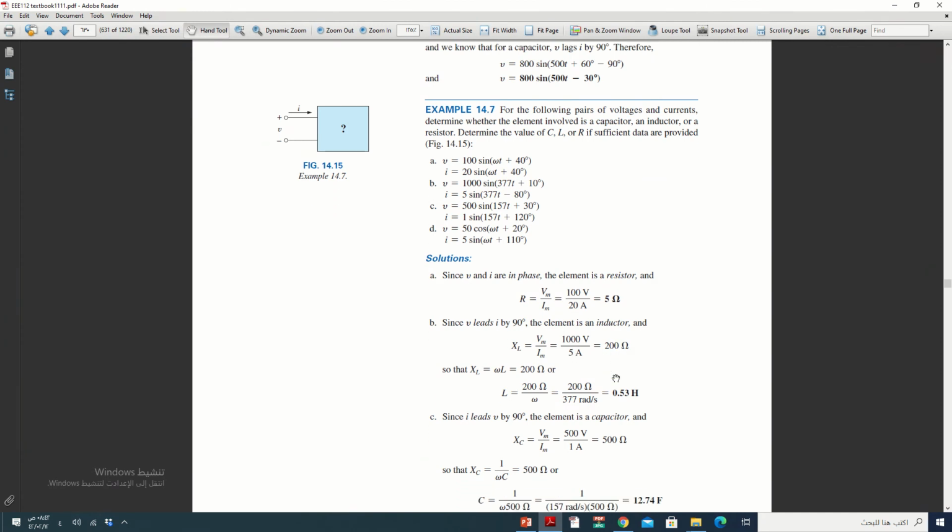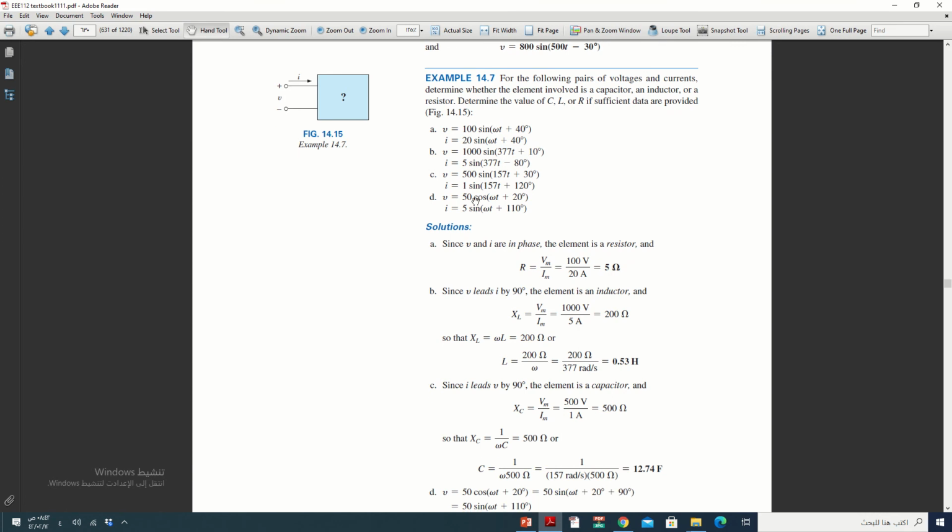Try to solve the others, C and D. Be careful, D is cosine. You need to convert it to sine, then you can decide.